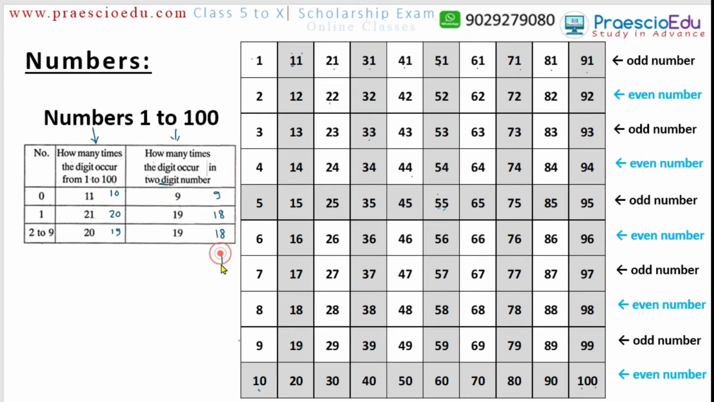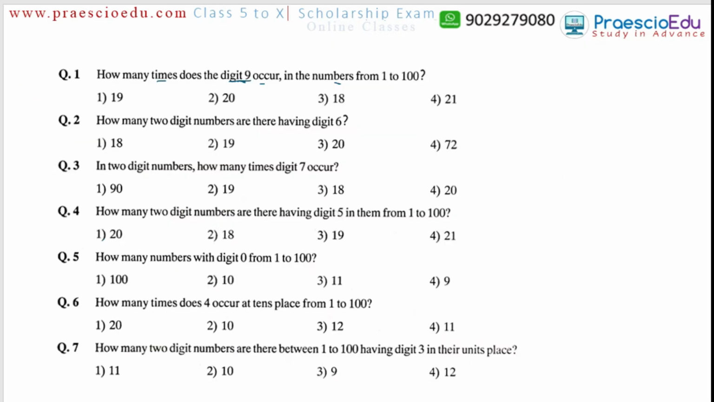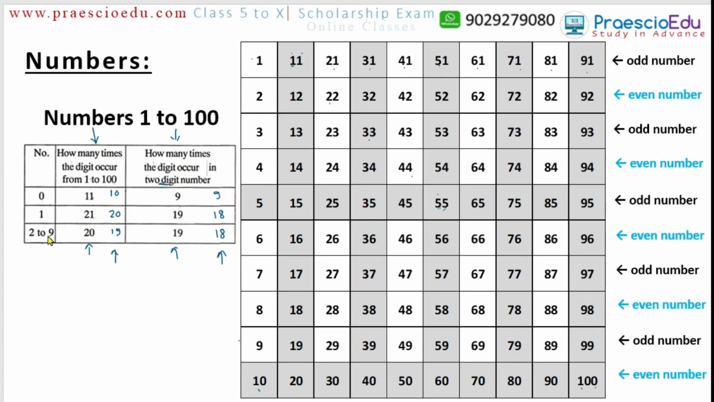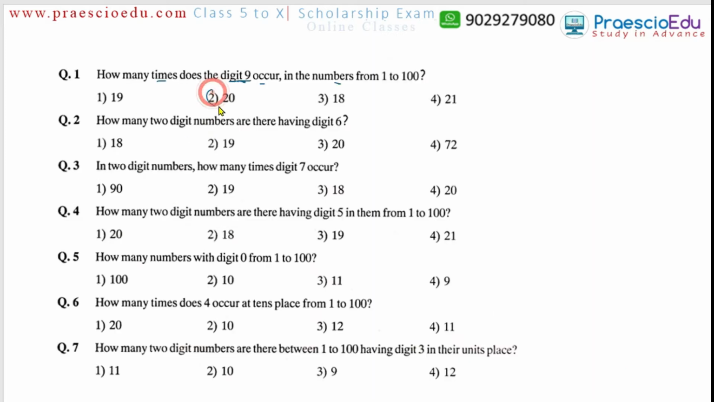So these are the number counting, and these are the digit counting, or we can say the digit occurring. Please try to understand the distinction between these. Now coming to our question: how many times does the digit 9 occur? We have to count the digit 9 from 1 to 100, and here the digit 9 comes 20 times. So the answer 20 is correct.